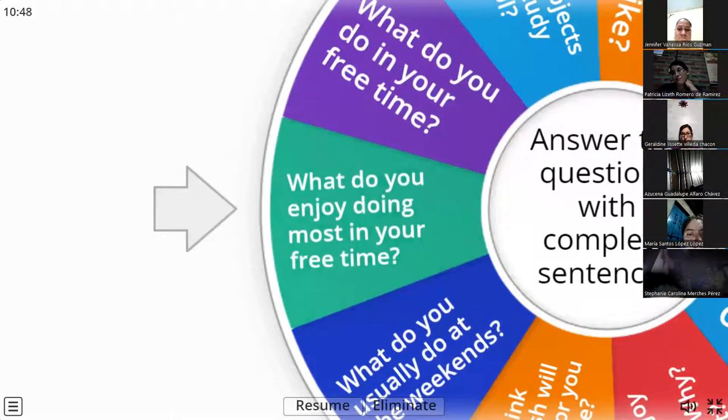Okay, what do you enjoy doing most in your free time? Do you know what is enjoy, right? ¿Saben qué es el verbo enjoy? Disfrutar. Yes. Okay. What do you enjoy doing most in your free time? ¿Qué hago en tiempo libre? Yes.